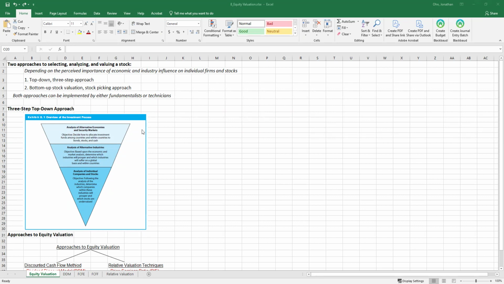Okay, and then Andrew Morton, can you go over the second part, the industry part? Analysis of alternative industries. Objective: based upon the economic and market analysis, determine which industries will prosper and which industries will suffer on a global basis and within countries. All right, thank you. So starting with the macroeconomics and the security market, you narrow down to the attractive industries. You identify the attractive industries and the bad industries.